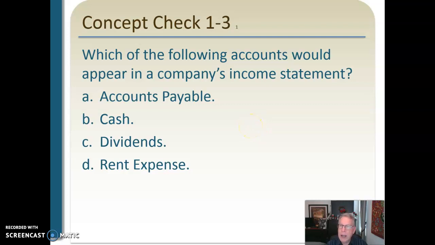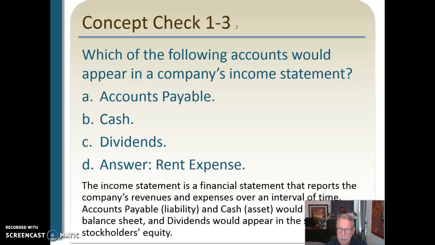Which of the following accounts would appear in a company's income statement? And if you answered rent expense, that would be correct because we have revenues less expenses, which gives us our net income or net loss on the income statement. Accounts payable are a liability on the balance sheet. Cash is an asset on the balance sheet, and dividends appears in the statement of stockholders' equity.